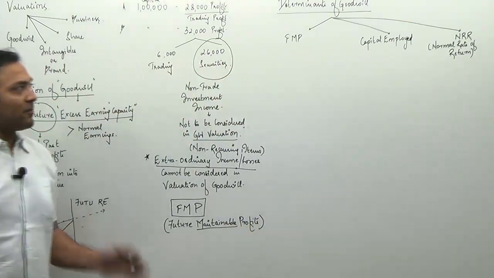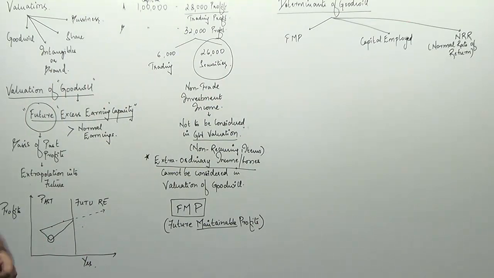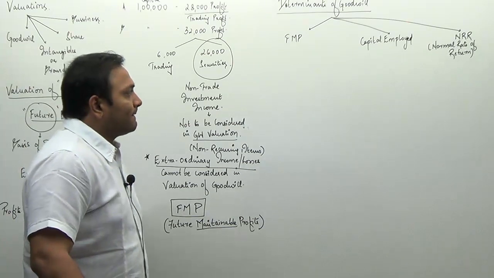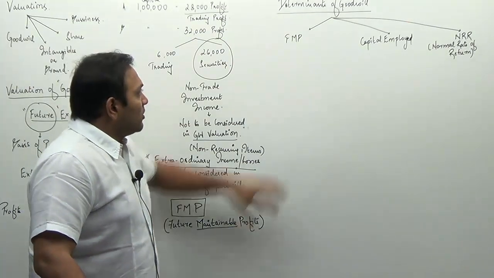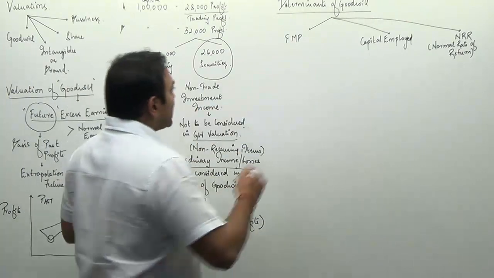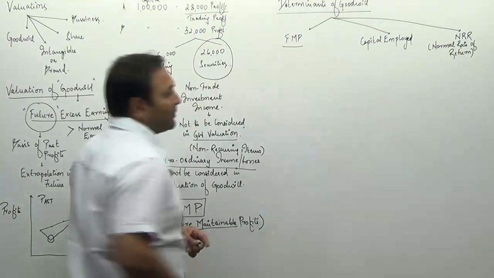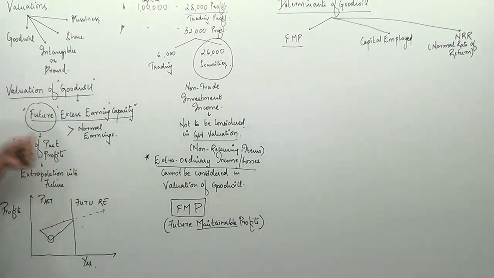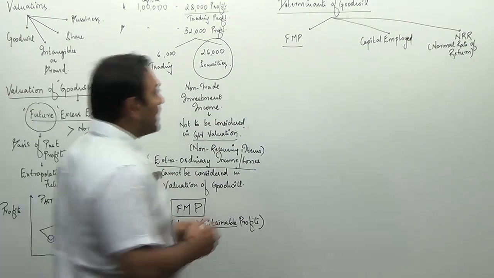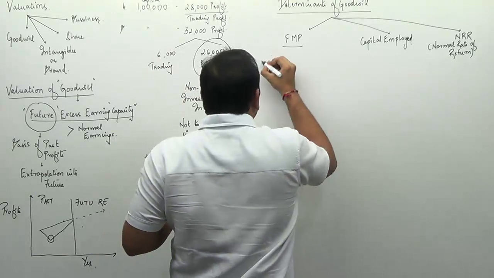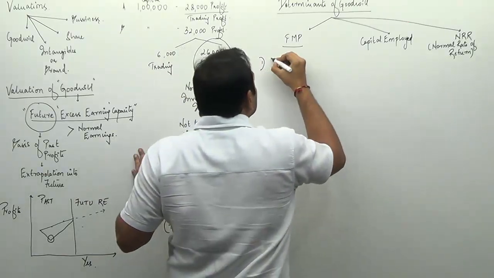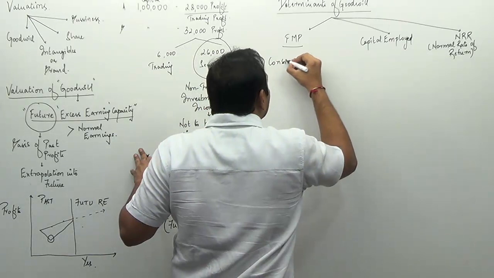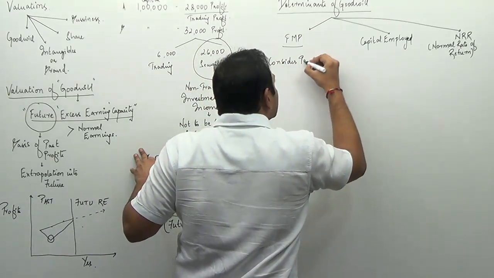FMP is your future maintainable profits. Second one is capital employed. And the third one is NRR, normal rate of return. First one, let's try to understand how we calculate this FMP, future maintainable profits. To get my future profits, we need to take the basis of past profits. So for identifying the future maintainable profits, the first thing that we need to do is consider past profits.